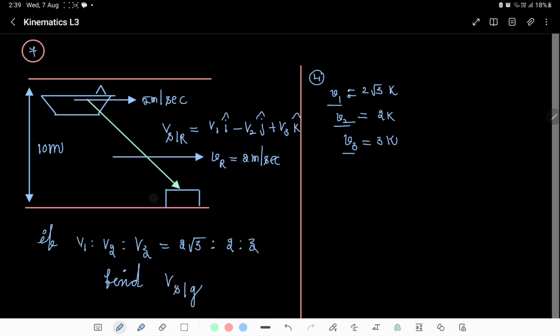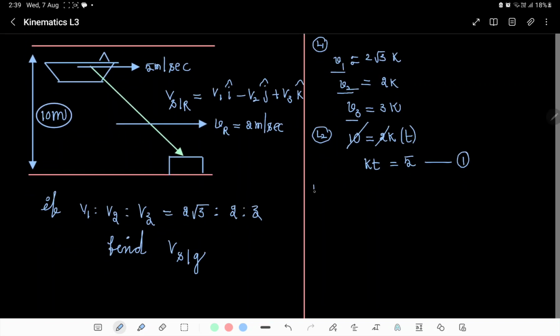So in order to hit the block, the stone has to travel 10 meters along the vertical direction. Therefore, logic number 2: that 10 is equal to the velocity in the y direction, which is 2k, into time, which we don't know, so let's say t. Therefore, kt is equal to 5. Let's say that is equation 1.